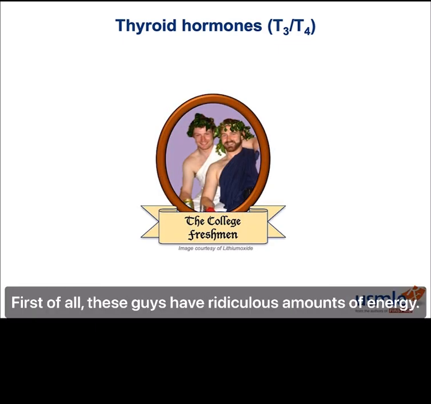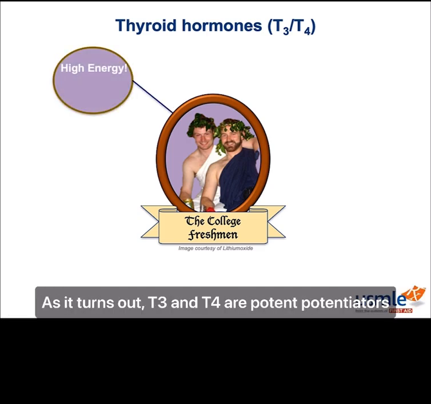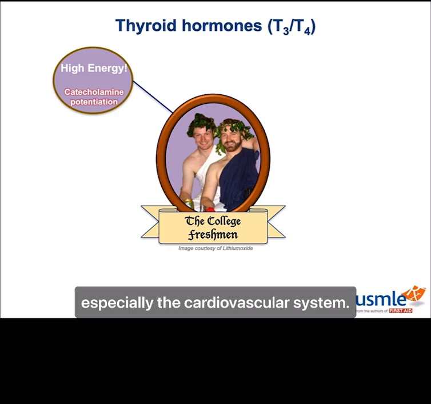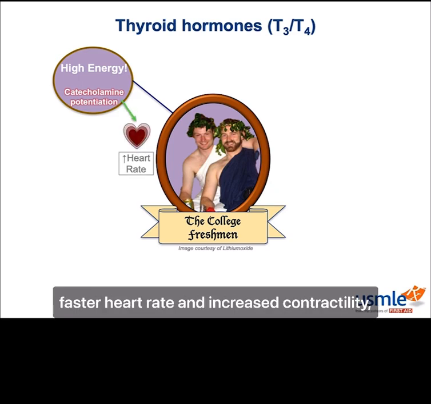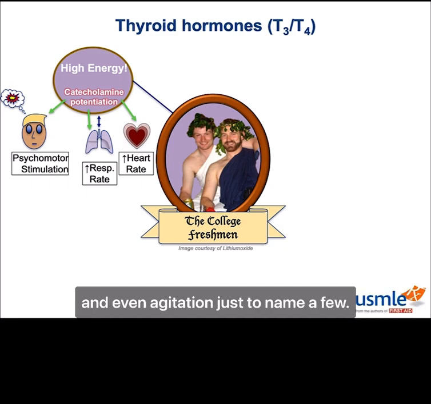First of all, these guys have ridiculous amounts of energy, but how the heck do they keep going? As it turns out, T3 and T4 are potent potentiators of catecholamines on the sympathetic nervous system, especially the cardiovascular system. Essentially, they amplify the effects of epinephrine in the body, leading to all the sorts of things you'd expect. Faster heart rate and increased contractility, faster respiration, and increased psychomotor activity, and even agitation, just to name a few. Y'all know what adrenaline does. I'm not going to bore you by listing everything. If you want a refresher, take a look at the pharmacology section.